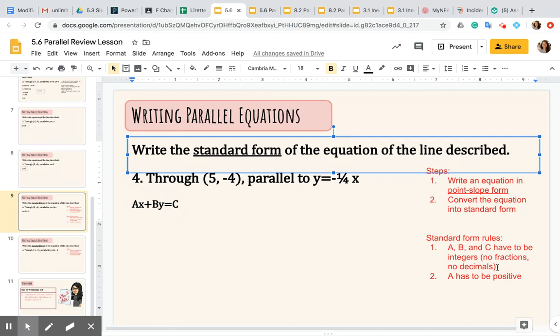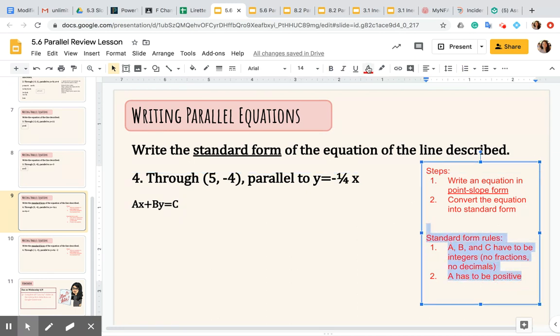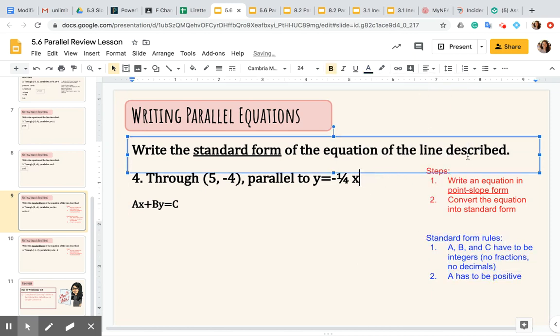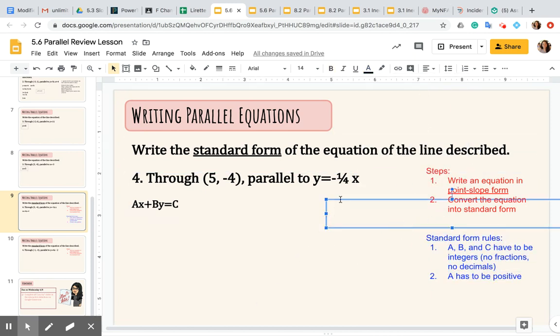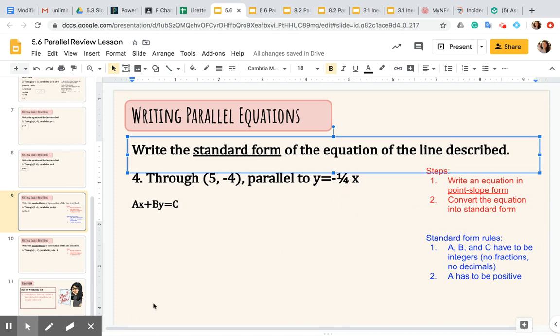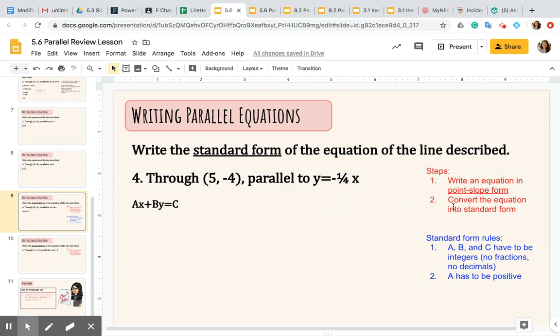I've given you some steps that you can follow to help get your answer. It says step 1, write an equation in point slope form, because you can't write an equation in standard form directly. This is one of the downsides of standard form. Standard form takes quite a bit of work. We have to actually write it in a different form first and then convert it to standard form. So it says first write an equation in point slope and then convert it to standard form.